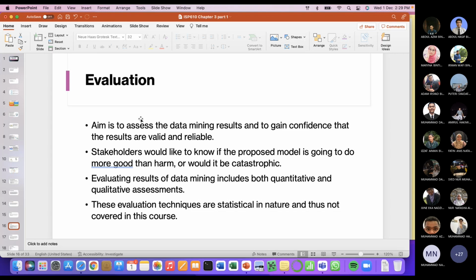Okay, betul ke tak dah capai punya objektif, betul ke tak dah solve the problems yang betul-betul yang awal-awal tadi dia cakap. Okay, if everything's okay, then you can proceed to the next process lah.